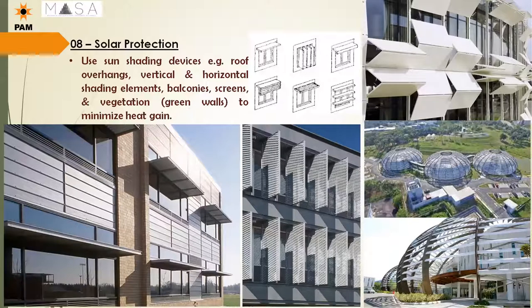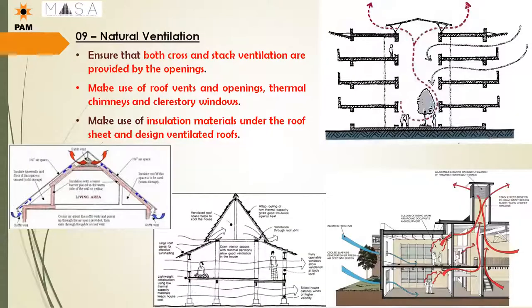So you have vertical sunshades, you can do vegetation as well, the green wall. That's another way to minimize heat gain into your buildings. And then natural ventilation. With natural ventilation, one of the things is that you have to make sure cross ventilation is important. If there's no cross ventilation, or only one way, a single cross, you don't get the maximum effect. So making use of the roof as part of your ventilation opening is very important.